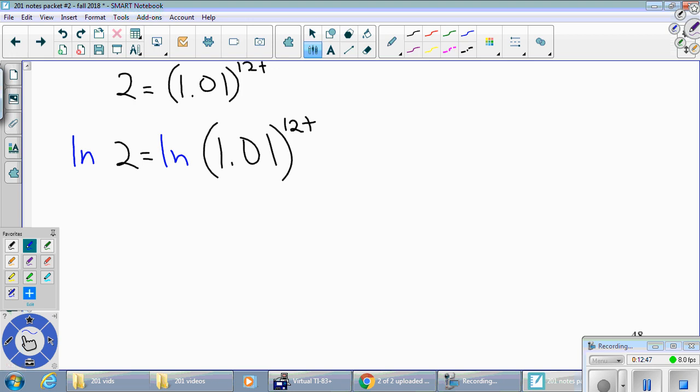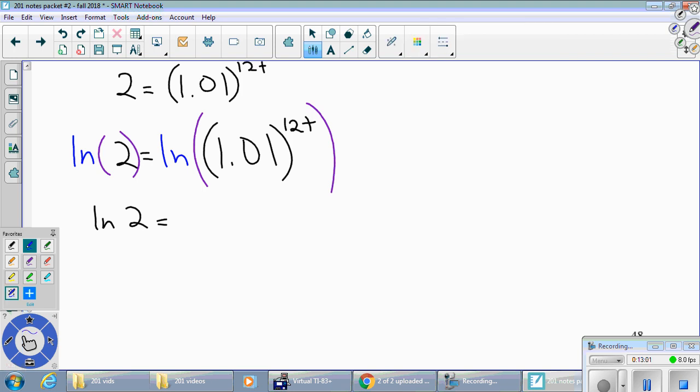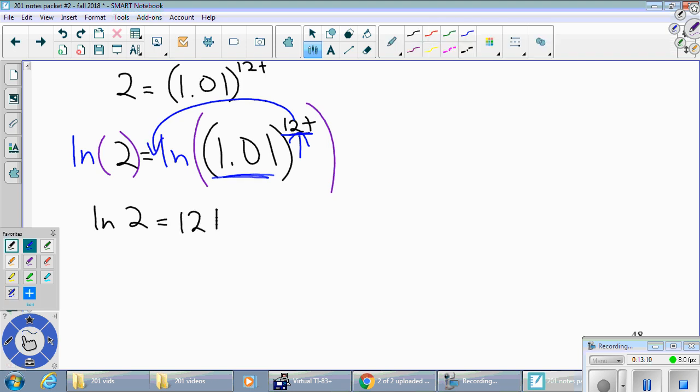Okay, and then the left-hand side we're just copying. But the right-hand side has a log of 1.01 to the 12t. Maybe I'll put extra parentheses here, there, and there. And this is one of our properties. When you have log of something to a power, we said that we could take that power and peel it off and bring it right in the front. And that's what we're going to do. So the 12t comes right off of the log, and all that's left inside the log is the 1.01.